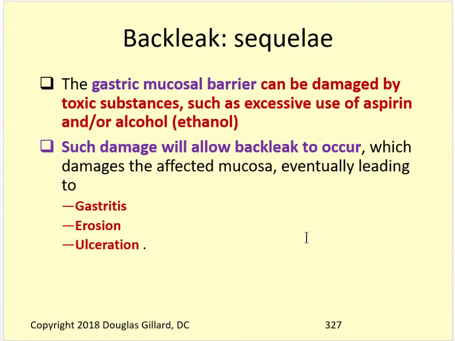The sequelae of back leak. The gastric mucosal barrier can be damaged by toxic substances such as aspirin and alcohol. So what? Such damage will allow back leak to occur. It knocks out the gastric mucosal barrier and makes it susceptible to back leak. So that causes gastritis. If it keeps going on, erosion. If it keeps going on, ulceration. If it keeps going on, we could add perforation in there, but I'm much too tired at this point.